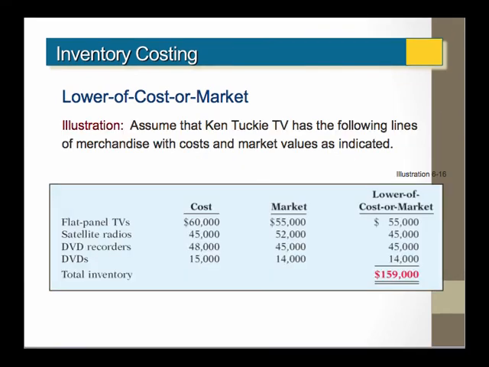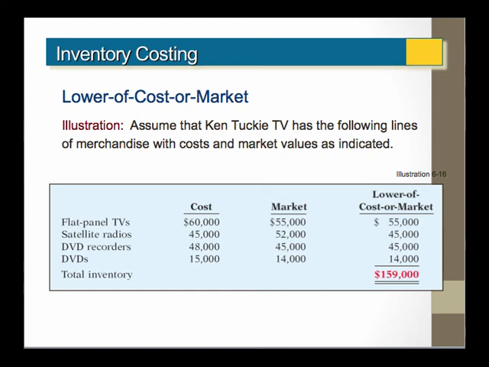So here's an example of the application of the lower of cost or market concept. Assume that Ken Tuckle TV has the following lines of merchandise with costs and market values as indicated. He has flat panel TVs, satellite radios, DVD recorders, and DVDs. The costs are $60,000, $45,000, $48,000, and $15,000. The market values are $55,000, $52,000, $45,000, and $14,000.